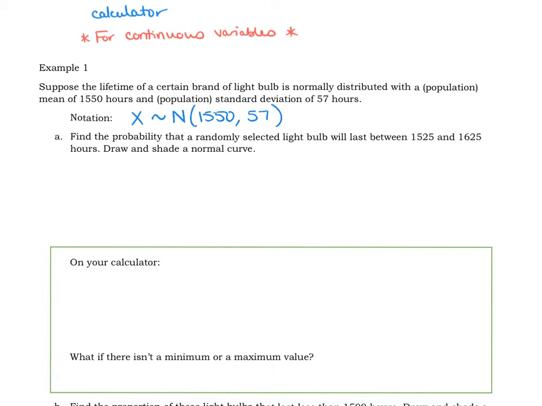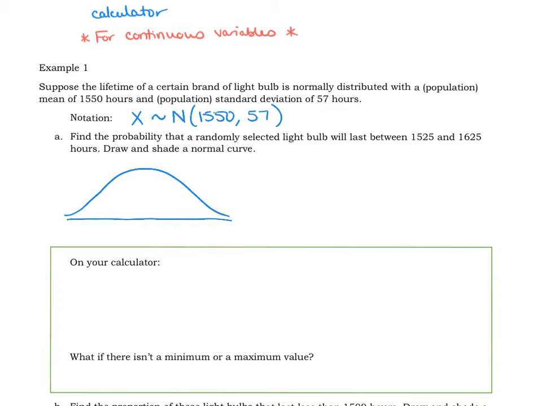Okay, so find the probability a randomly selected light bulb will last between 1,525 and 1,625 hours. Draw and shade a normal curve. So I'm not going to spend a ton of time being super precise about this normal curve, but again, just to kind of get a picture of what's going on here.